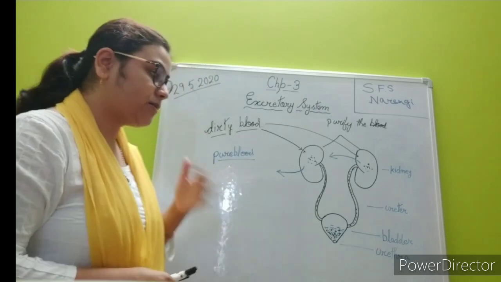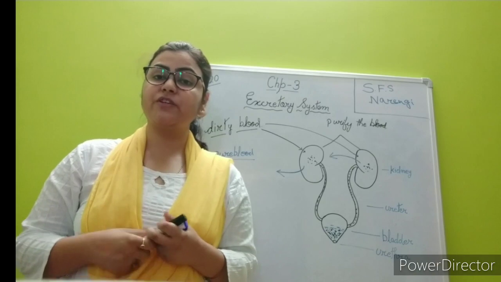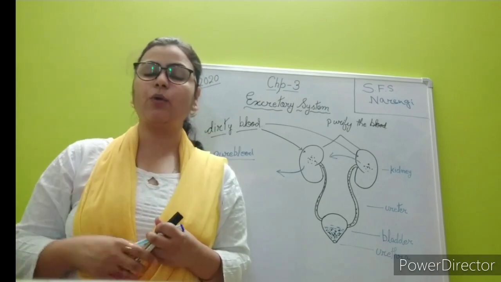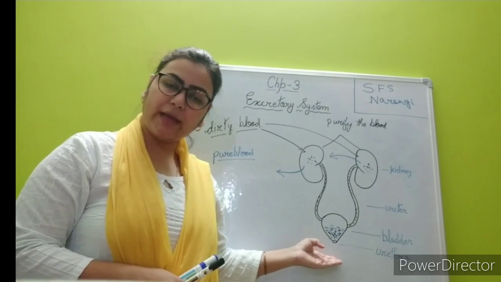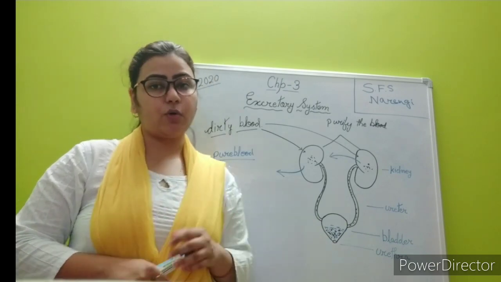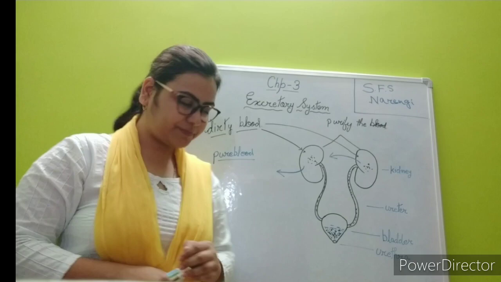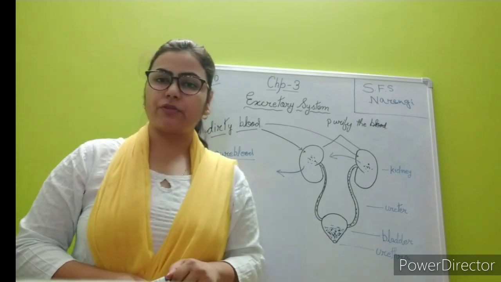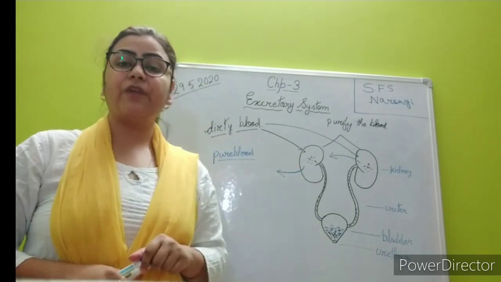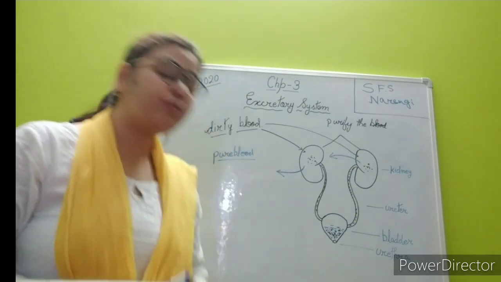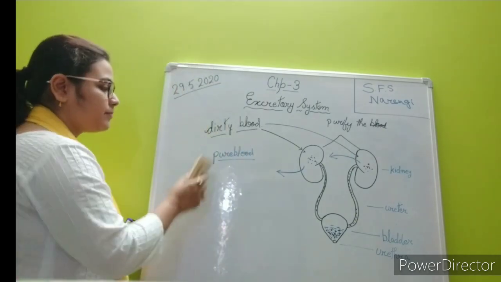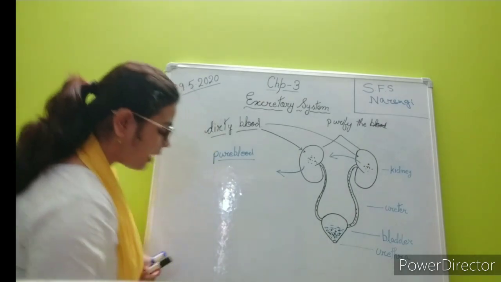Which is the part which helps us in excreting out the waste from our body? It is the urethra. Children, I hope you have learned the spellings. So it is the urethra. This is one form where we are excreting out the waste products in the form of liquid waste. This was one.